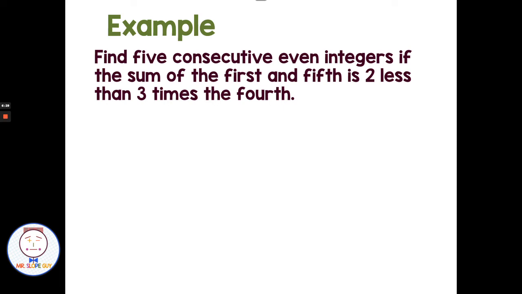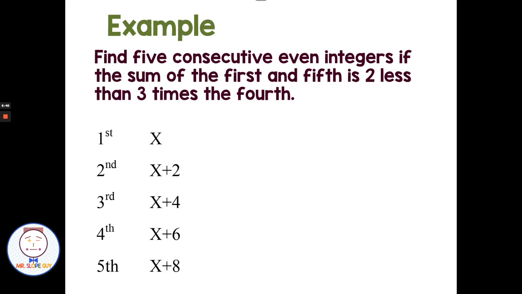So we have 5 consecutive even integers. So we've determined that it's not just consecutive, it's consecutive even. So if the first one is, we'll use another variable, let's say x, then the next number x plus 2, then x plus 4, then x plus 6, and x plus 8.